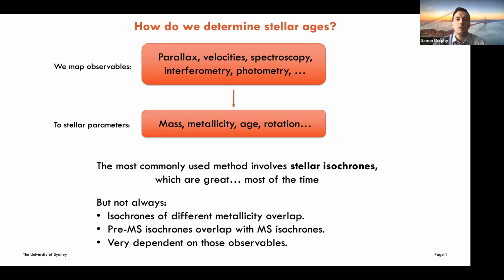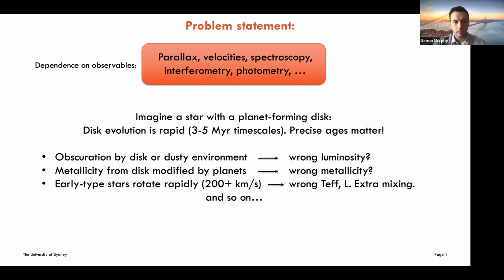If you're trying to determine the main sequence turn-off age of a cluster with an age over a gigayear, they're totally fine. But you have to be aware that isochrones of different metallicity will overlap. Pre-main sequence isochrones will overlap with main sequence ones. And the isochrone ages are very dependent on those observables that you're putting in. So your parallaxes, your temperatures, and so on. I think it's worth taking a look at how strong that dependence can be.